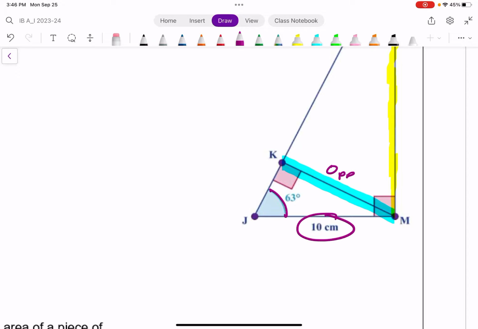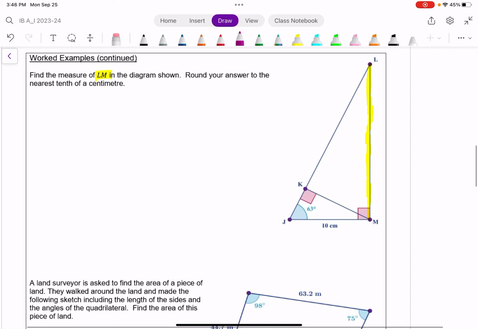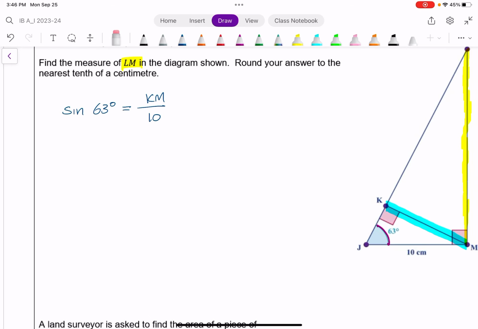I know the hypotenuse from 63 degrees, and so I want to use the sine ratio. So I'll say the sine of 63 degrees is the same as the side opposite 63 degrees, which is KM, what we're trying to figure out, divided by the hypotenuse, which is 10. And there's a few options. You can multiply both sides by 10, and pretty quickly we get to KM equaling 10 times the sine of 63 degrees, rounded to the nearest several decimal places, because I want to use this to go forwards.